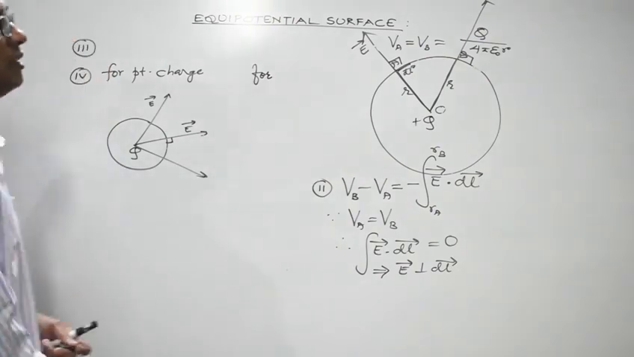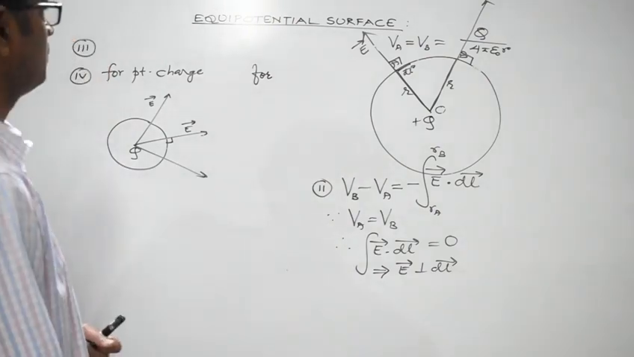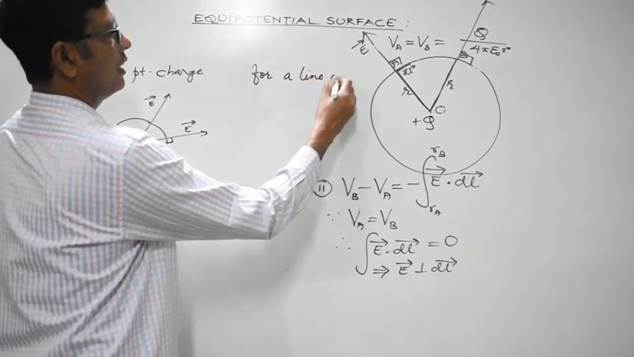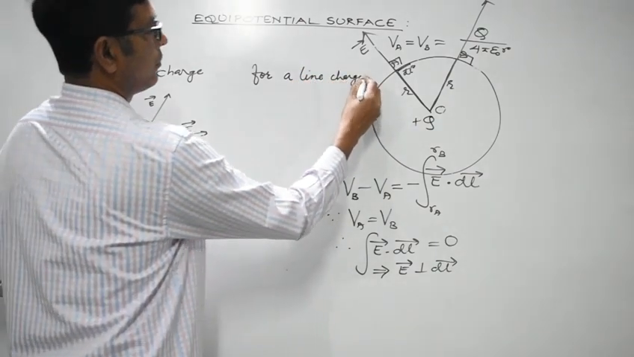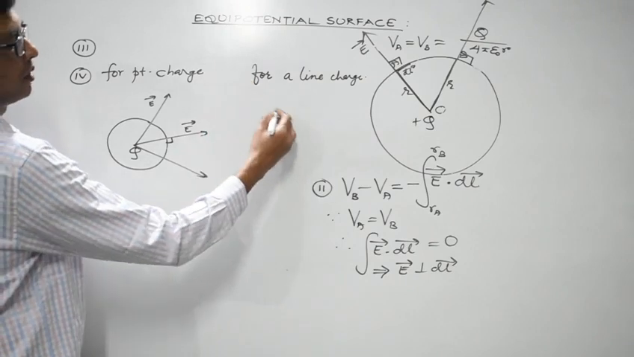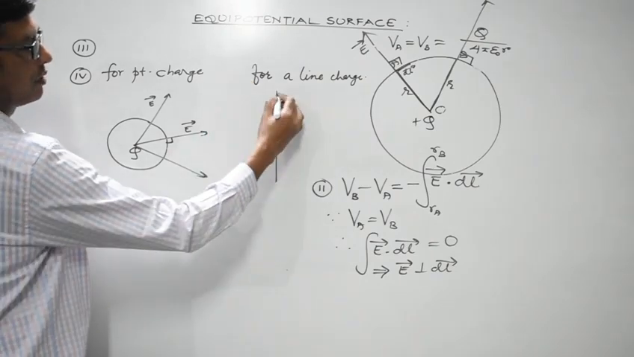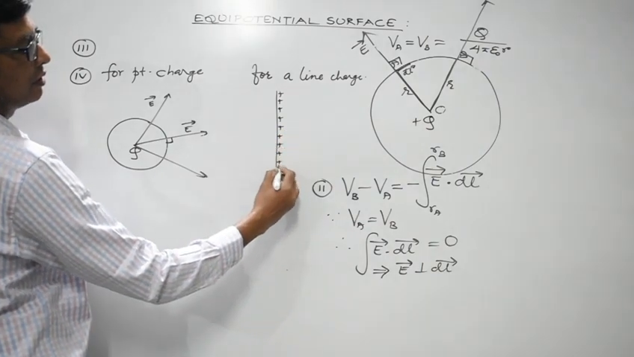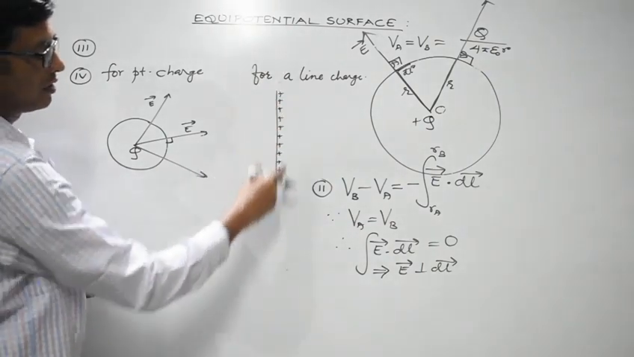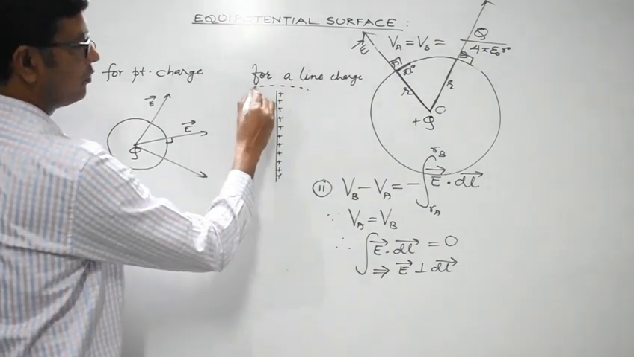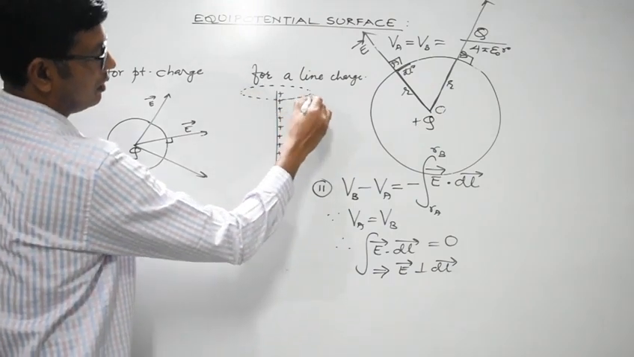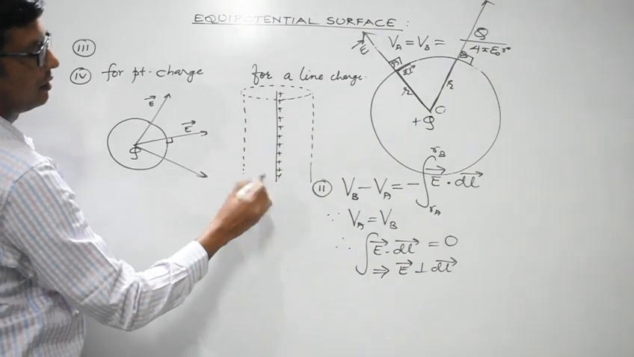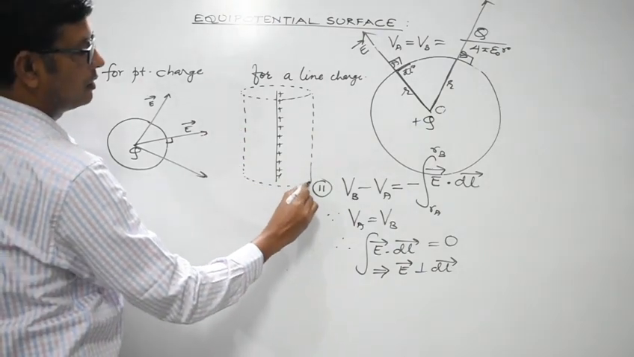Suppose we discuss a line charge distribution, a straight line. This is the charge distribution, a straight line, where the charge is uniformly distributed. So consider this to be the axis, we can draw a right cylinder.